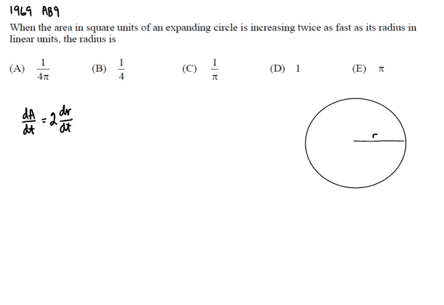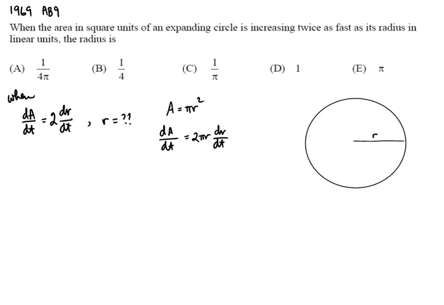So we need an equation that's going to relate together area and radius. And no big deal, that's A equals pi r squared. We're going to differentiate both sides with respect to time. On the left side we get dA/dt. On the right side we're going to get 2 pi r dr/dt.